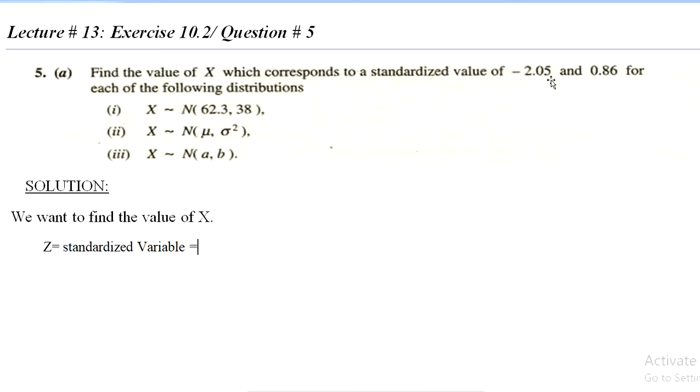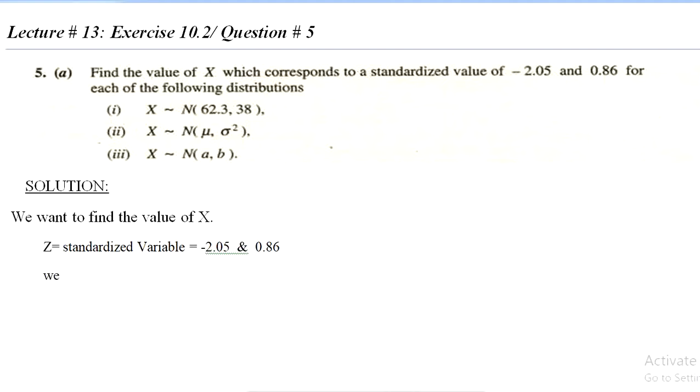If you see, we are given 2 values of z. The first one is -2.05 and the second one is 0.86. So we have 2 values of z. In this question we are given the values of z and we have to find the values of x. And there is only one way to convert between z and x, and that is a formula which is z is equals to x minus mu over sigma.